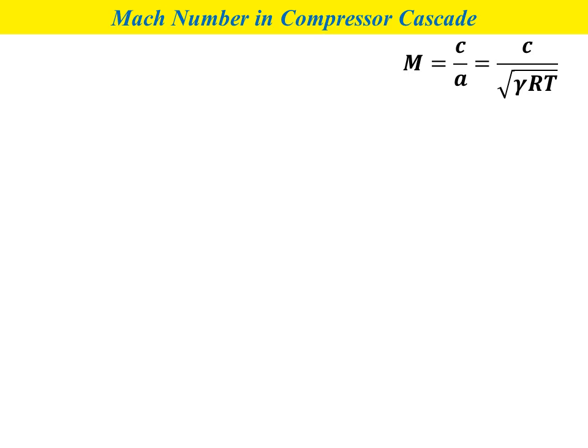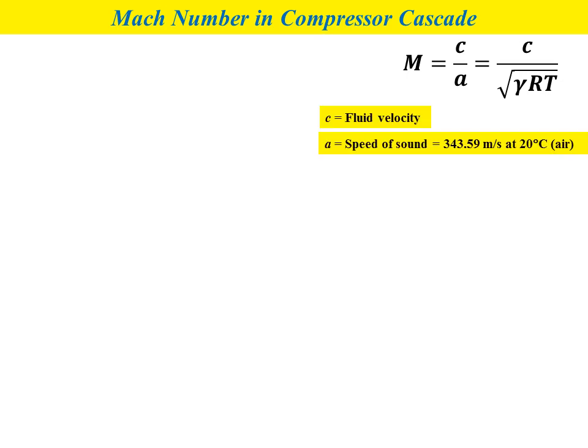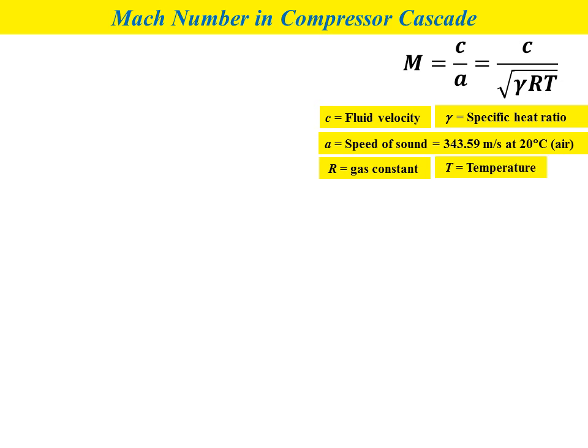So first, we discuss the Mach number equation, where Mach number is represented by M equal to C divided by A, and also equal to C divided by square root of gamma RT, where C is fluid velocity, A is the speed of sound, which is equal to 343.59 meters per second at 20 degrees Celsius for air. Gamma is the specific heat ratio, R is the gas constant, and T is temperature.